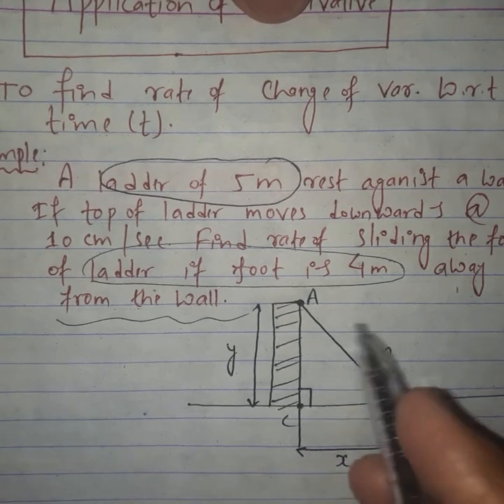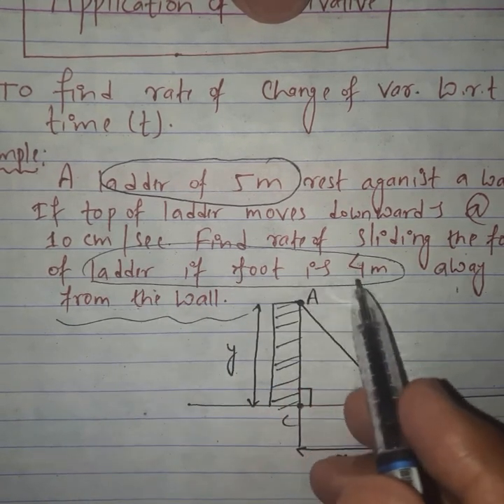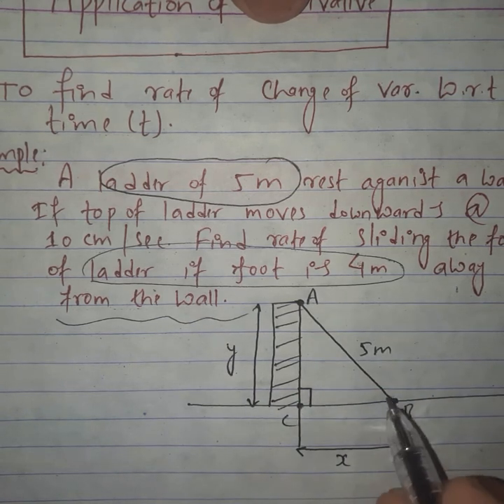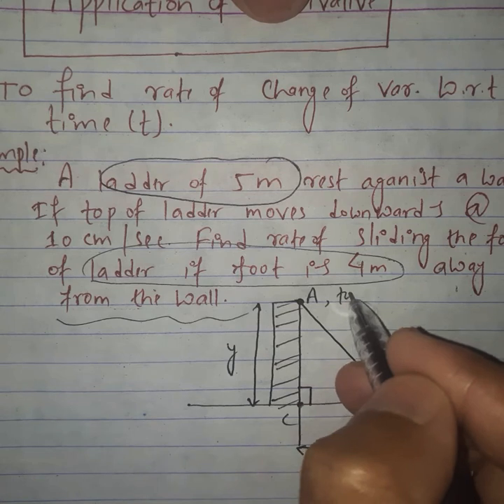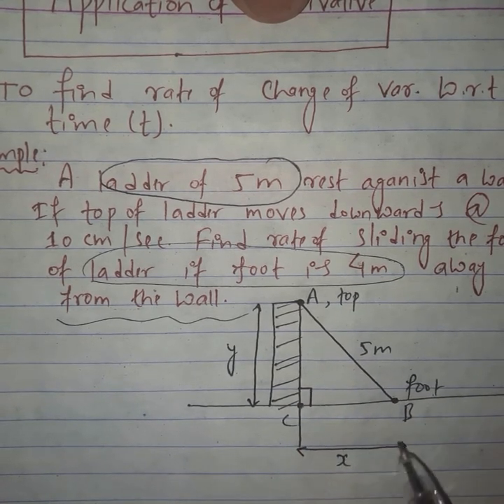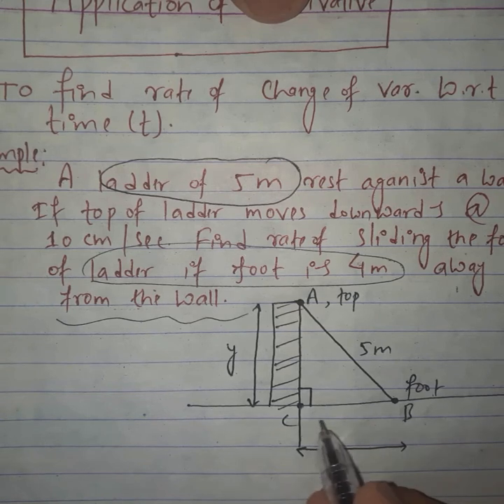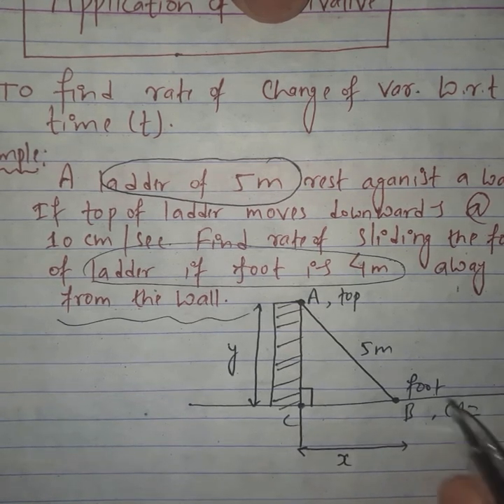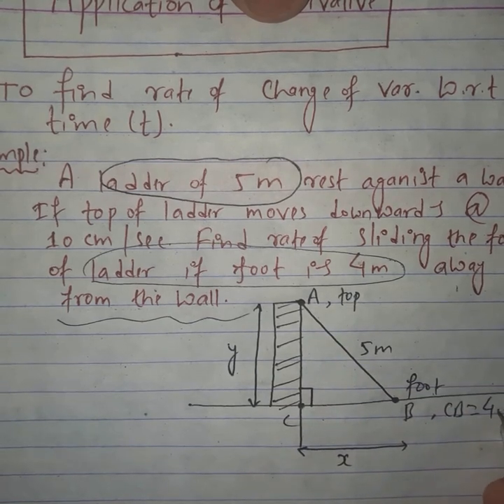Given that the foot of the ladder is 4 meter away from the wall. This is the wall. This is the top of the ladder, and this is the foot of the ladder, and it is situated at this distance CB, which is 4 meter.